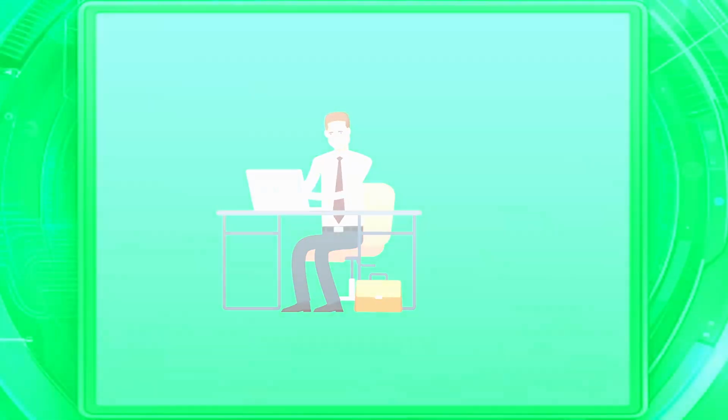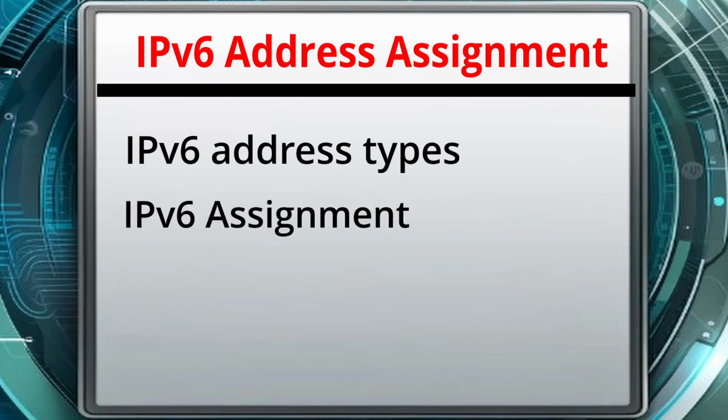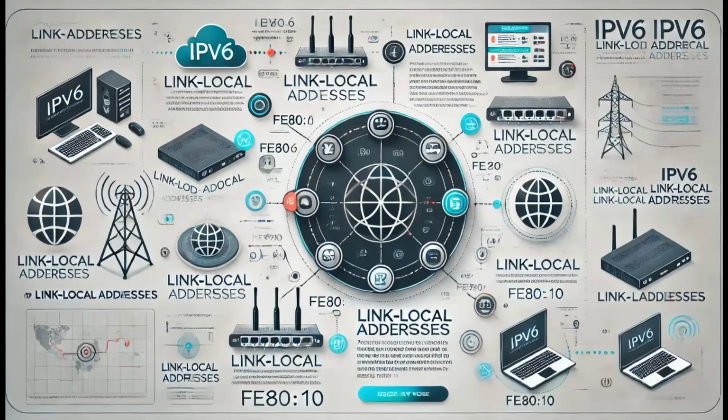In this lesson, we'll look at some of the special types of IPv6 addresses we can use and then review the different methods of assigning them. Just like IPv4, IPv6 has some special address types. Let's start by talking about link local addresses.